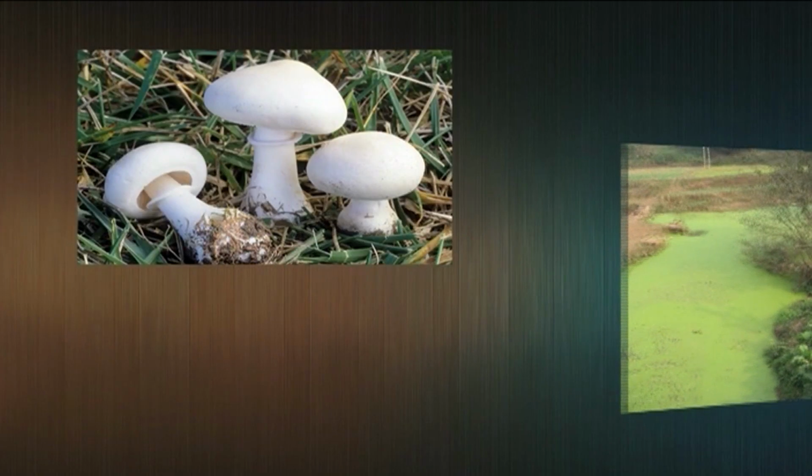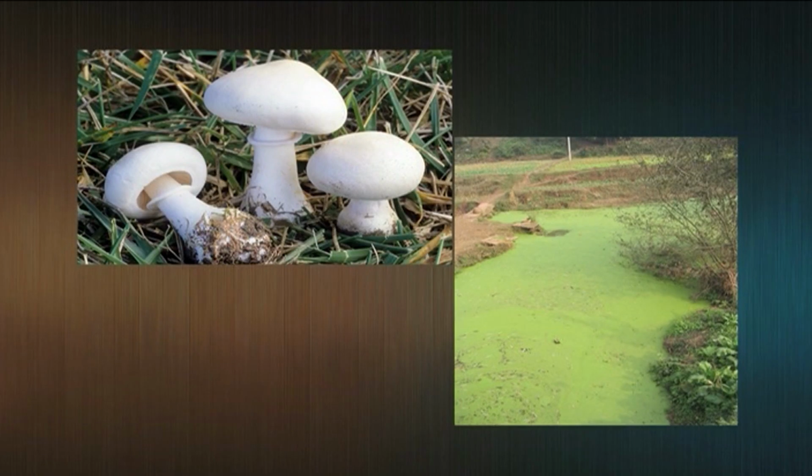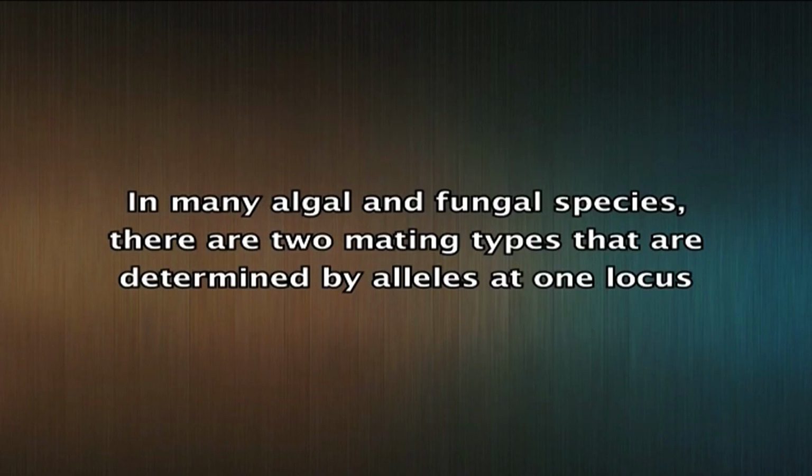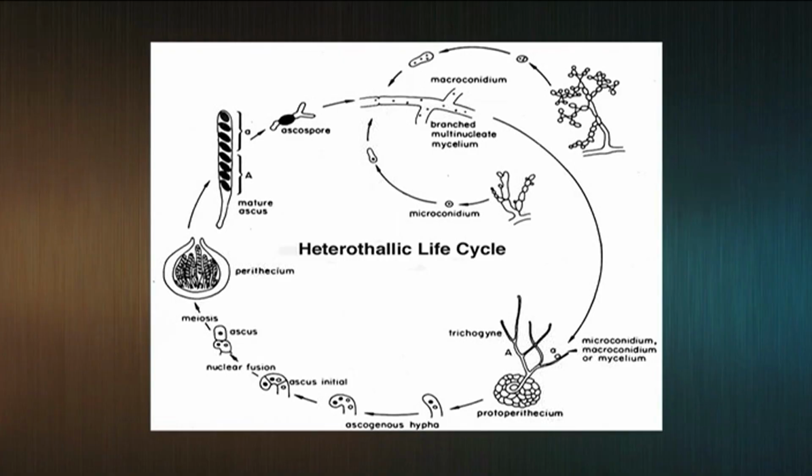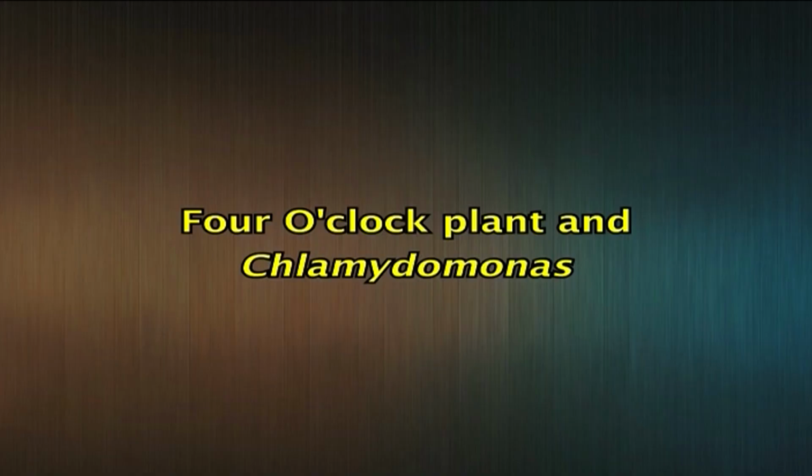Like fungi, algae rarely have different sexes, but they do have mating types. In many algal and fungal species, there are two mating types that are determined by alleles at one locus. A cross can occur only if the parents are of different mating types. The mating types are physically identical but physiologically different. Such species are called heterothallic. Now, let us take a look at the 4 o'clock plant and Chlamydomonas.